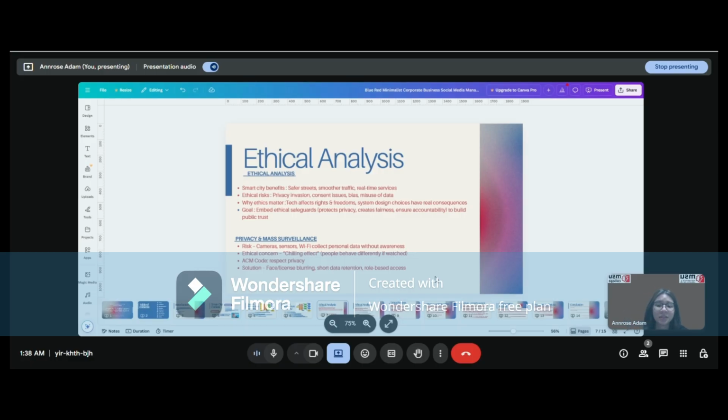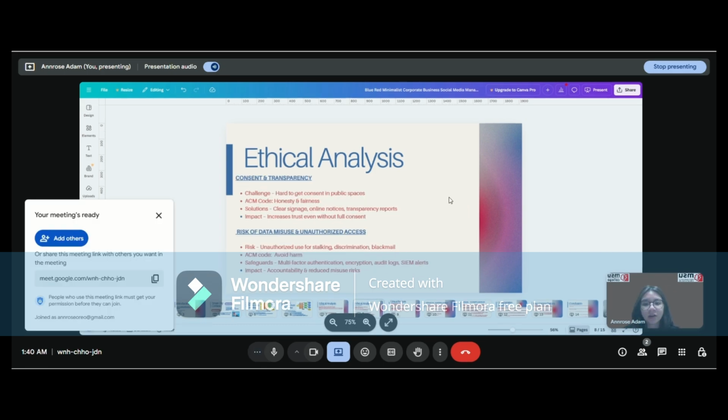ACM is the Association for Computing Machinery. It is a code of ethics that is widely used as a standard for ethical guidance in technology, computer science, and IT related fields. The solution here is to ensure face and license blurring in the footage taken, short data retention, and also only role-based access to the recorded footage.